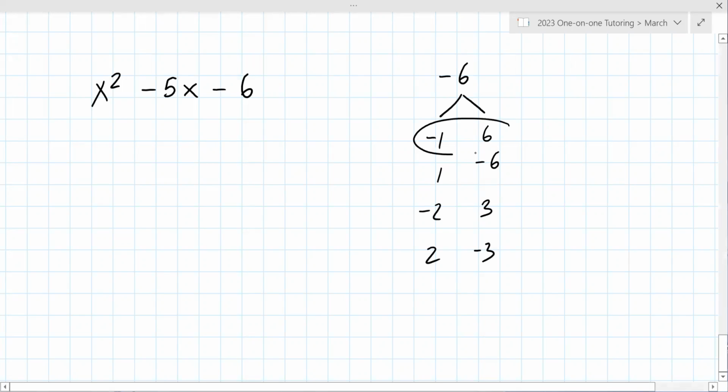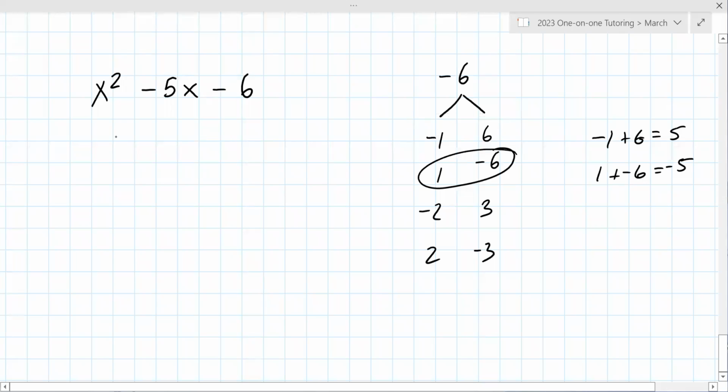So the first two add up to +5. So it's 1 plus -6 gets you to -5. So it's the second one. It's so easy to be off by that. So x plus 1, x minus 6.